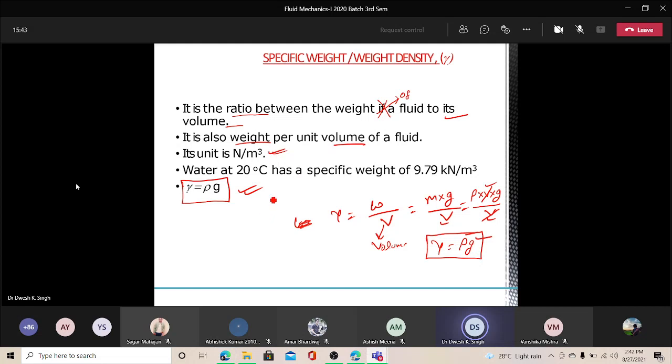So the specific weight of water is 9.79. At standard conditions, if you put in the gravitational constant 9.81 times the standard density of water, 997 kg per meter cube, when you multiply, you almost come out with this. So this is the standard value of the specific weight of water, 9.79 kilo Newton per meter cube. This was your specific weight.